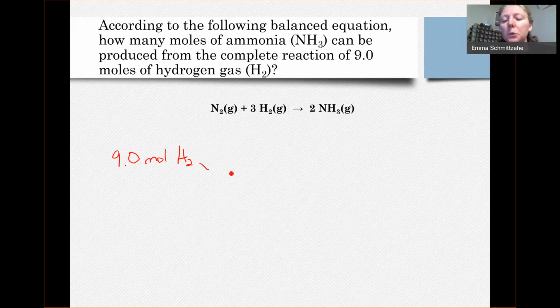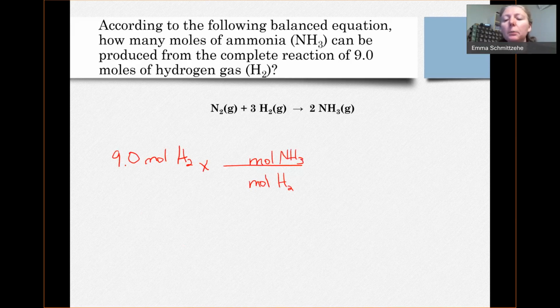And again, focus on the units, okay? You really should focus on the units first. So the moles of H2, I'll put opposite, I'll put it on the bottom since it starts on top. And then I want moles of NH3, so I'll put that in my open spot.